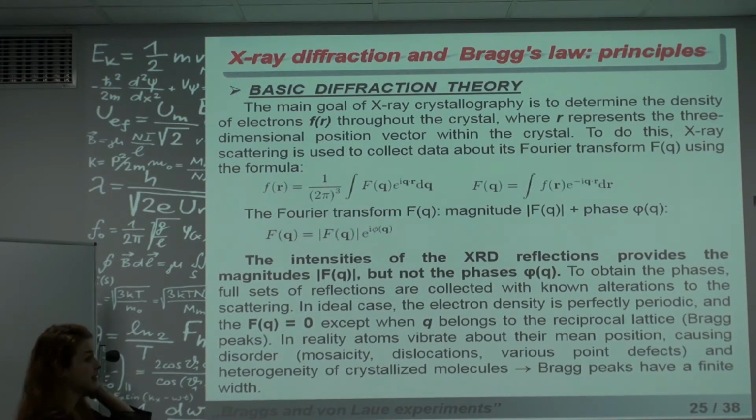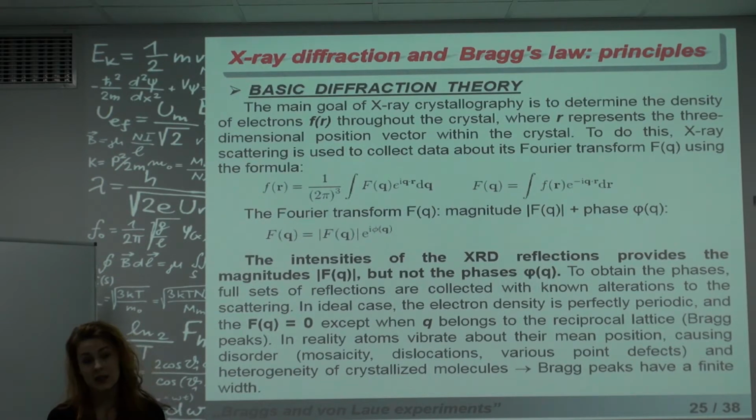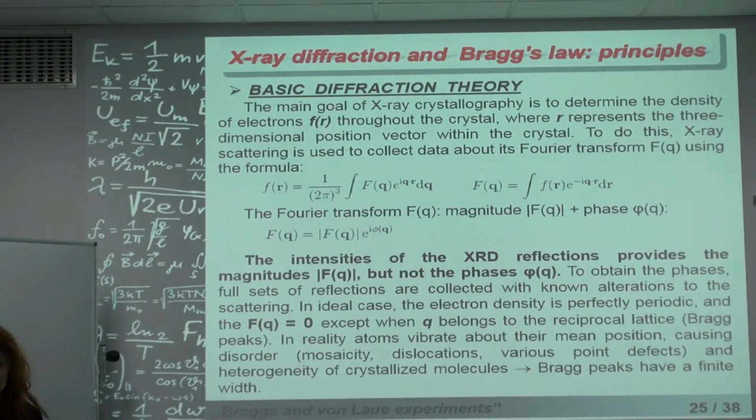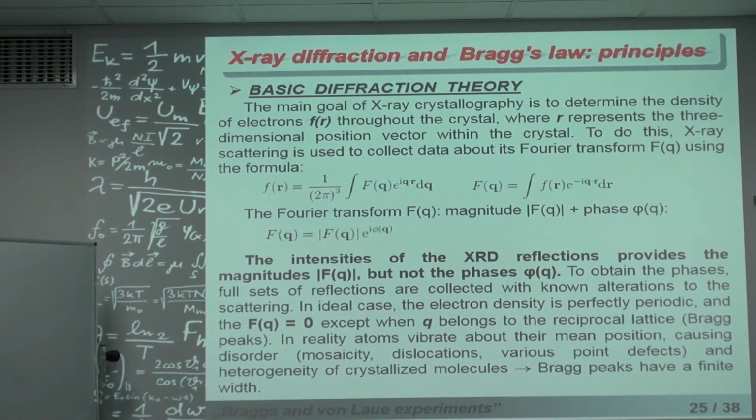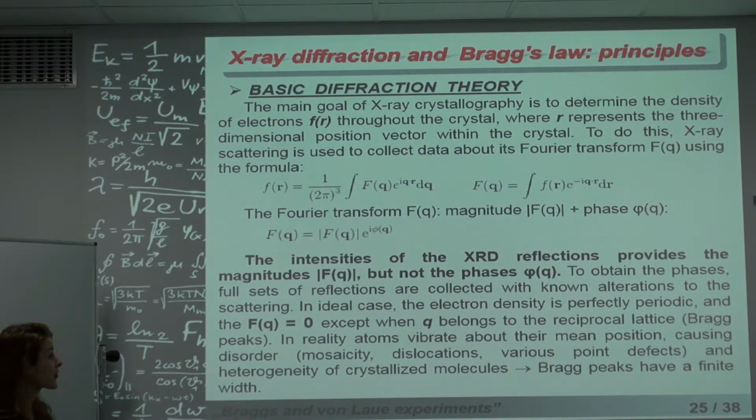The diffraction theory that lies behind it. We know that the main goal of X-ray diffraction is to determine the density of electrons, which is a function f of r through the crystal, where r represents a 3D position vector within the crystal. To do this, we are collecting scattered data and using the Fourier transformation.